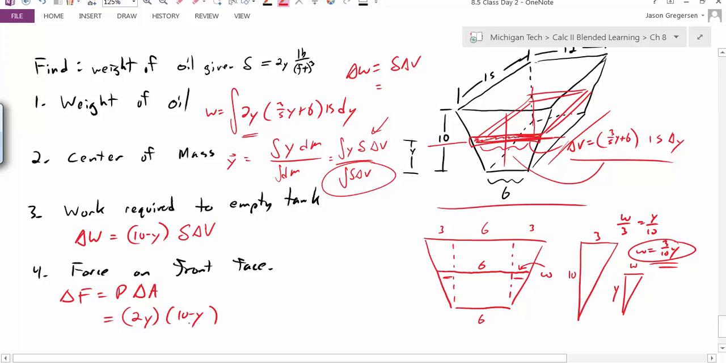We have to be careful here. The depth is not the height of the slice. It's the distance down. And then I have my dA piece. I pretty much have dA. I have delta V, and the only difference between delta A and delta V is just that length factor. So if I remove this factor of length, I get the area of the slice. So this one would be 3/5 y plus 6 delta y.